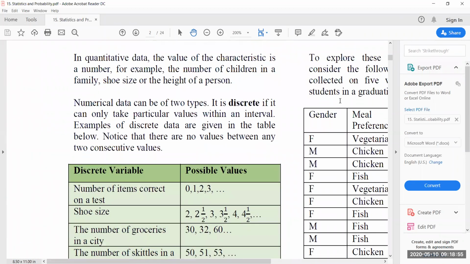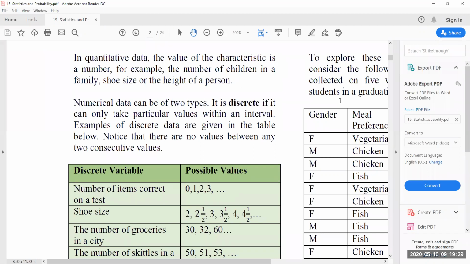Now, in quantitative data, the value of the characteristic is a number. Remember I told you that you assign a number or quantitative value to it. You can actually measure it or assign a numerical value. For example, the number of children in a family, you can actually count that. The family has 2 children, 3, 1, 4, 5, a million, etc. You can also measure the size of somebody's shoe, or the height of a person. All of these will be quantitative data, right?